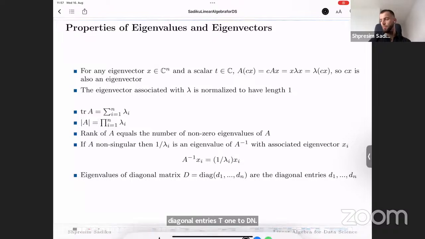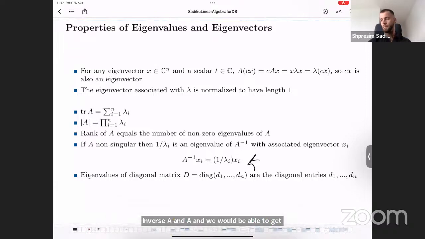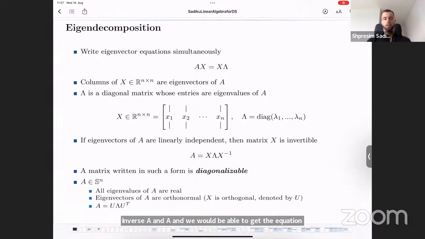To actually prove this one, we would simply left multiply each side by the inverse of A and by A, and we would be able to get the equation. All right.